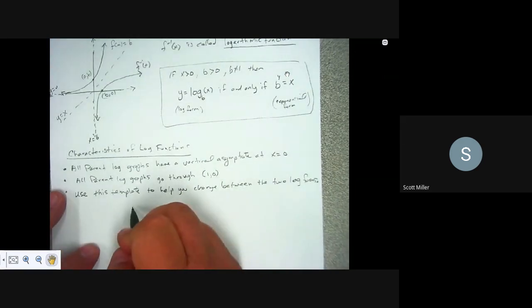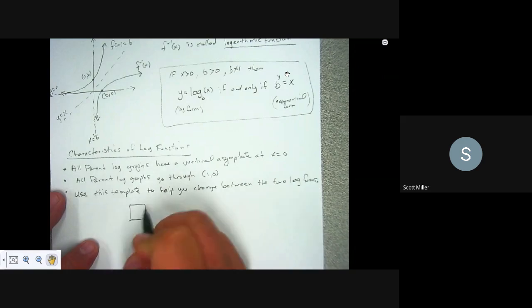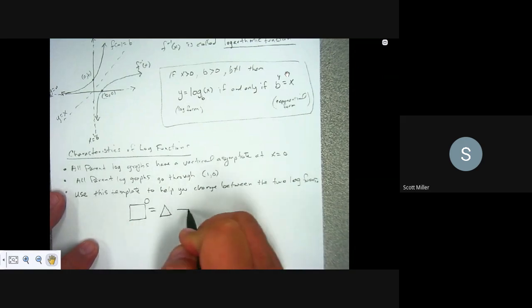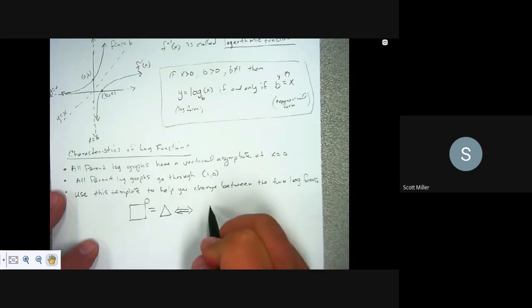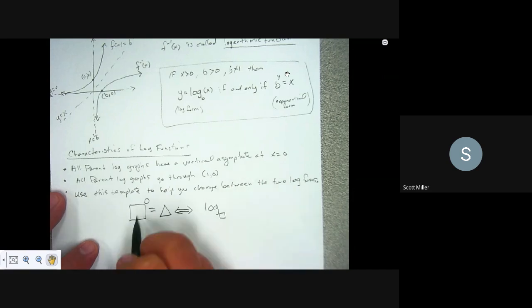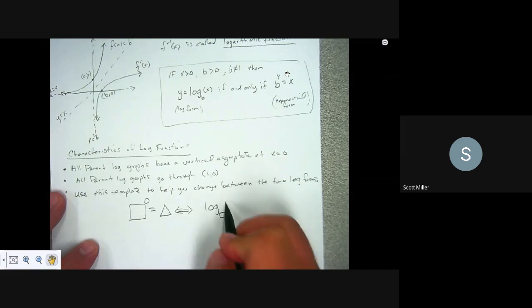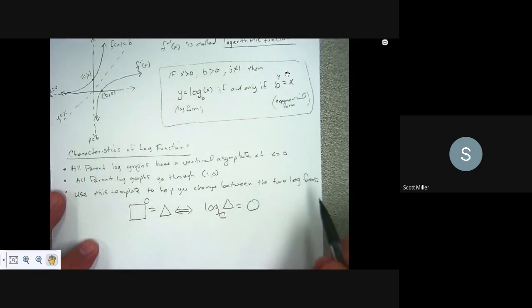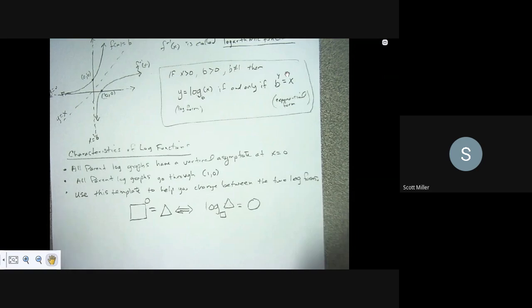So I usually give it, it's called the box, circle, triangle. Box with a circle equals triangle. And then you can change it either direction, this way or that way. And it becomes the log base box. Whatever was in the box there goes down there. And then the triangle, whatever that is, goes there. And then the circle's over here. So basically the box, circle, triangle stuff.